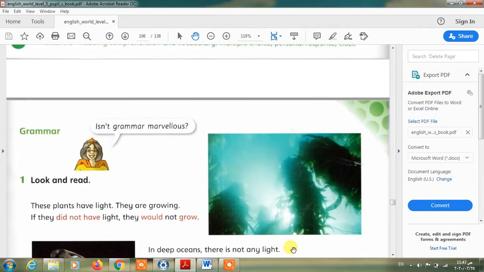of if. Do you remember the first conditional if, which consists of if plus the present simple, plus future? We used the first conditional to describe the possibility of an action depending on the first action. Now listen carefully.